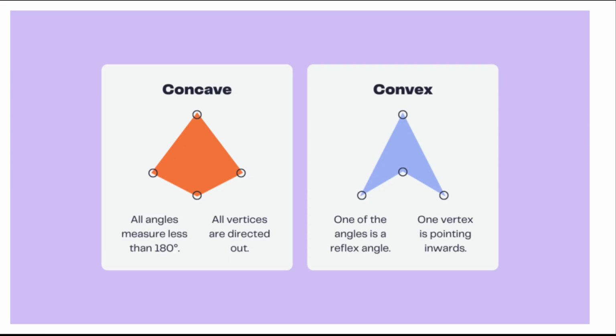There's also something new called convex and concave. Now, convex is a quadrilateral where all angles measure less than 180 degrees. The vertices are all directed out, kind of like a kite. And then a concave one has one of the angles as a reflex angle, and one vertex is pointing inwards.